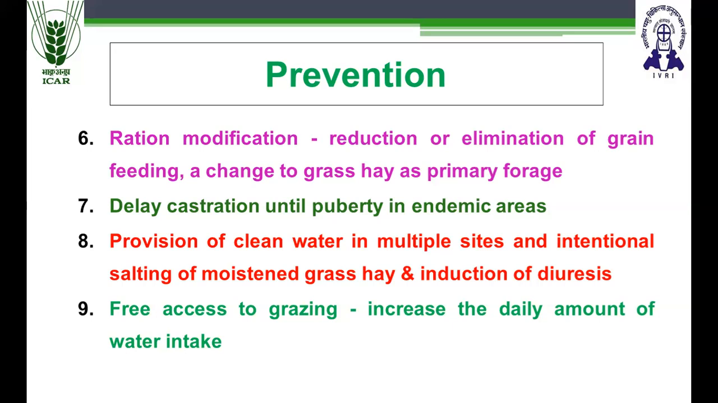And in endemic areas of struvite calculi, especially this particular area, as a preventive measure, we can advise the owner to give urinary acidifiers like ammonium chloride for a particular period.